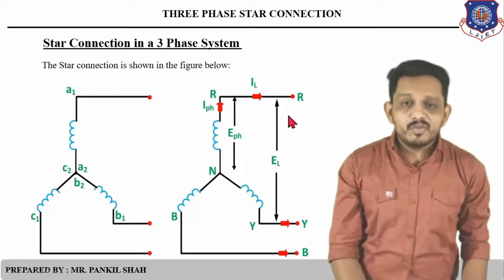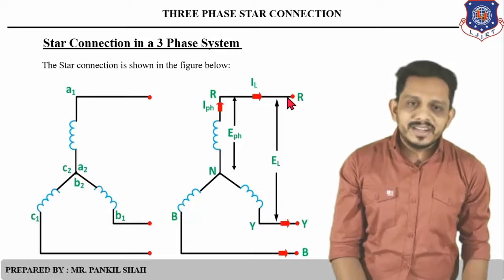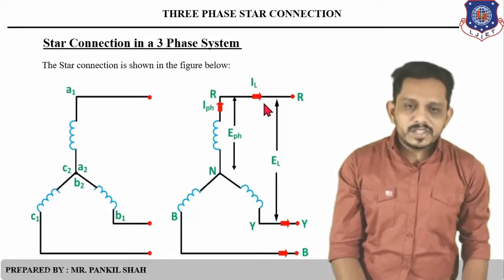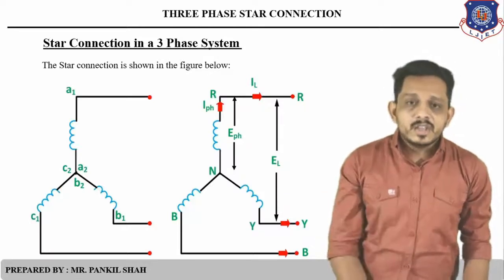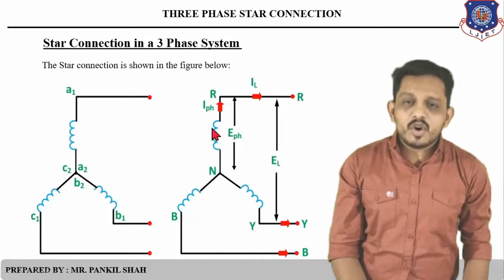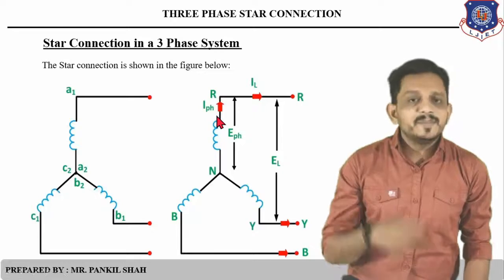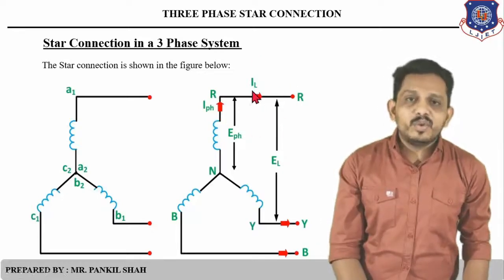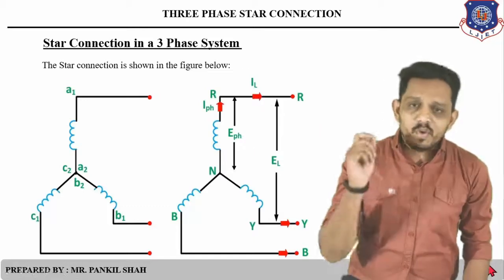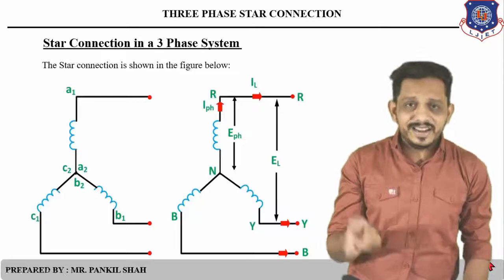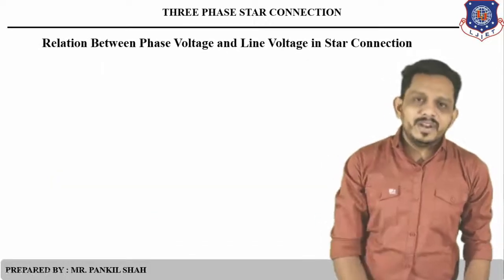Second was the line voltage. So the voltage measured between any two lines is known as the line voltage. So you can see that this is the R and Y line, and the voltage measured between these two lines is known as the line voltage. Third definition was the phase current. So the current flowing through each phase of these three coils or the load is known as the phase current. So this is the phase current. And the line current is the current flowing through each line. So this is the line current. So the four important definitions that we have discussed earlier are shown in this figure.